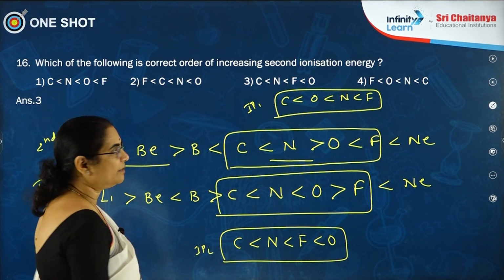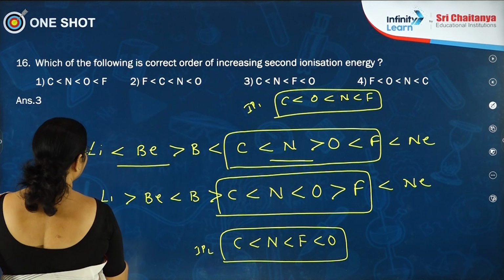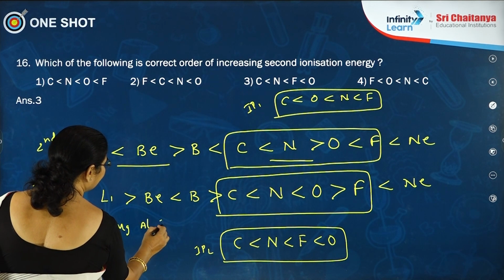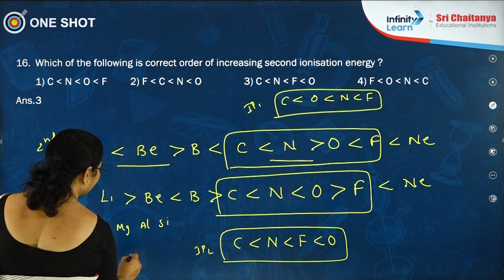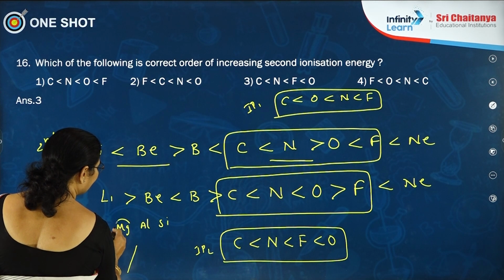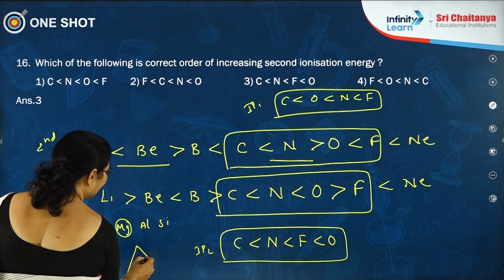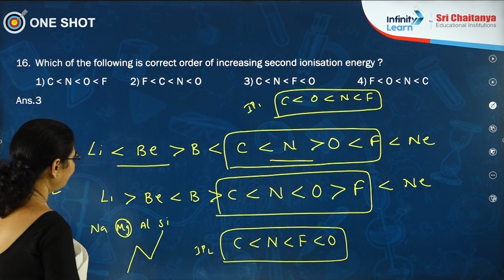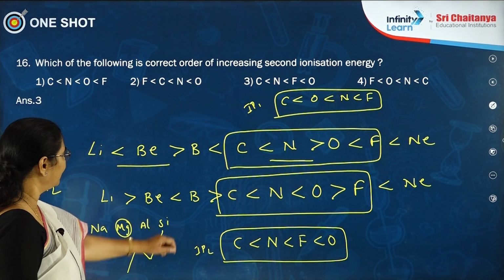The same thing is expected for the third period. Third period, if you take sodium, magnesium, aluminum, silicon, they will give you a graph. Sodium to magnesium increases because of paired s electrons. Aluminum decreases, again from here silicon increases. This is the expected IP graph for these 4 elements.